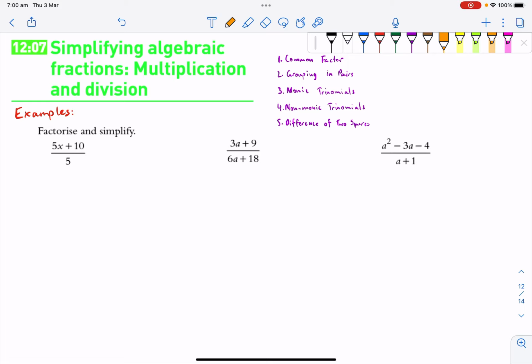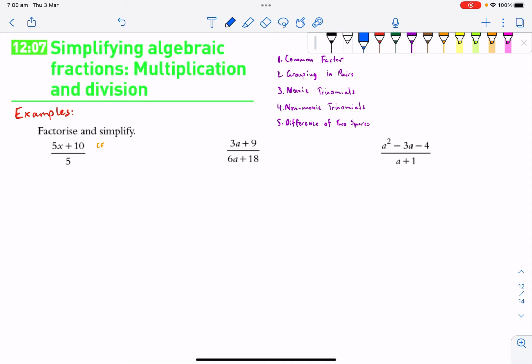So for example, if I look at the first problem here on the examples, then I can see that this is a common factor in the numerator. So I'm going to use the common factor technique. Before you start the question, you might want to label it. So this here is common factor. You can write 1 as well, but I'm not going to write numbers just in case it gets confusing. But that's definitely a common factor.